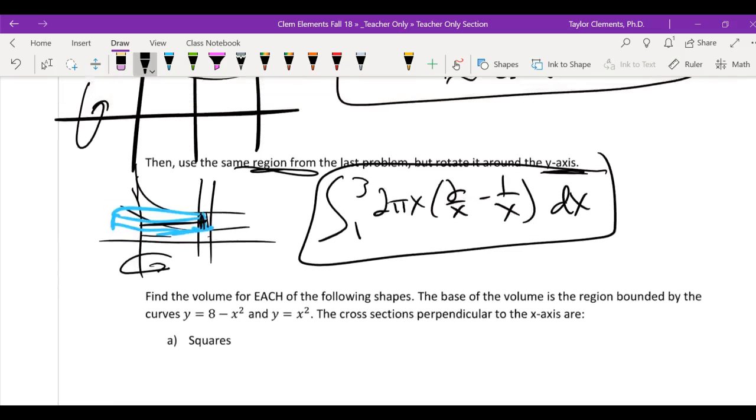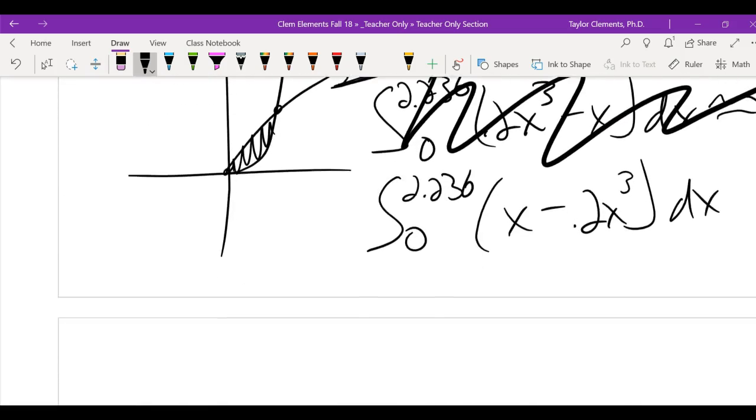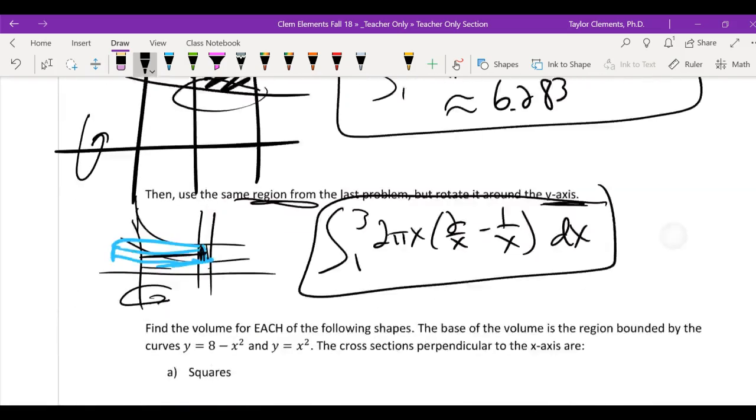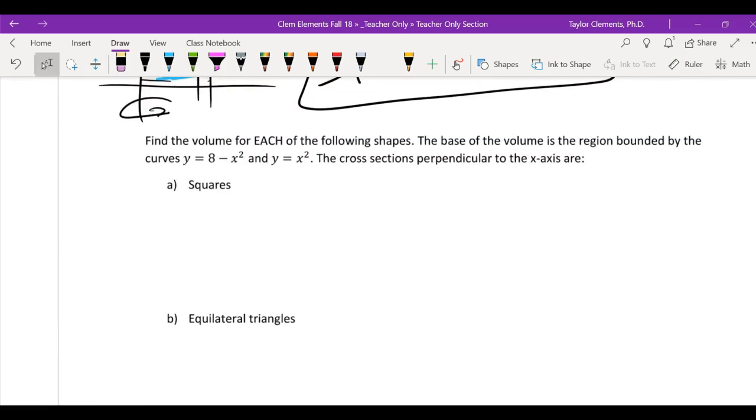All right. So for each of the following shapes, the base of the volume of the region is bounded by these. Just let me sketch these here.